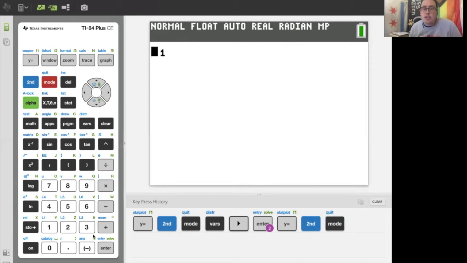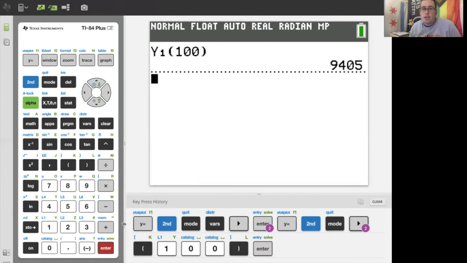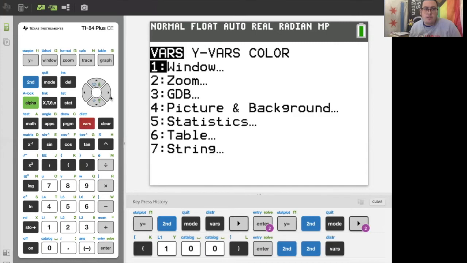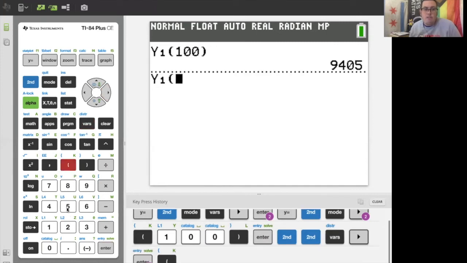I'm going to do this just like function notation. So I'm going to move and put parentheses. And let's say we want 100. What's this equation if we plug in 100? Close that. So what is this equation when the input is 100? Hey, it's 9,405. Now I'll do vars again and just pull that up. So if we do y1 of 5, that's going to be this.